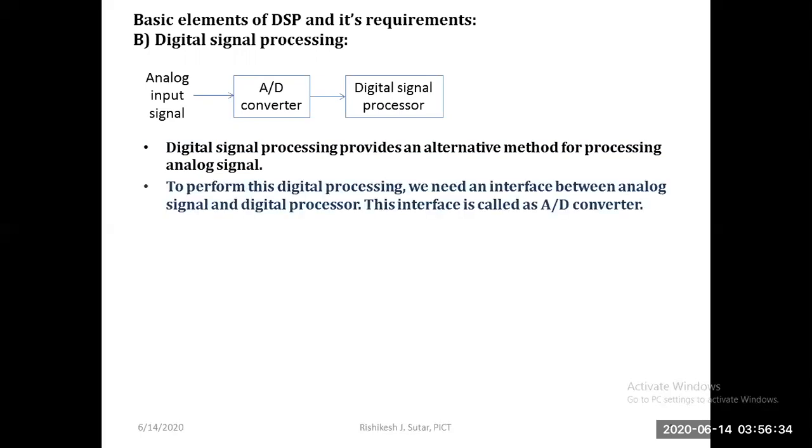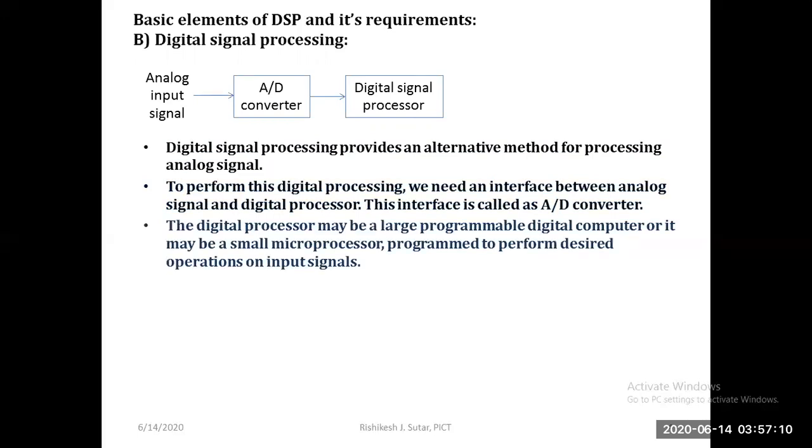So to perform this digital signal processing, we need an interface between analog signal and digital processor. This interface is called as A to D converter. My input signal is in analog form and digital signal processor works on the digital signal. So I need to convert the input analog signal into the digital one. So for that purpose, I'm using A to D converter as an interface.